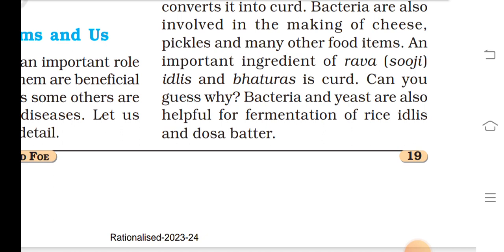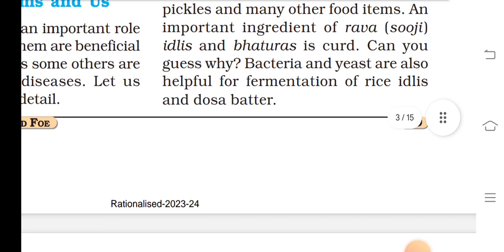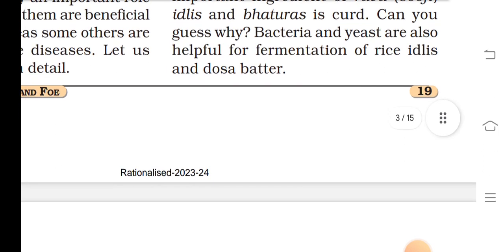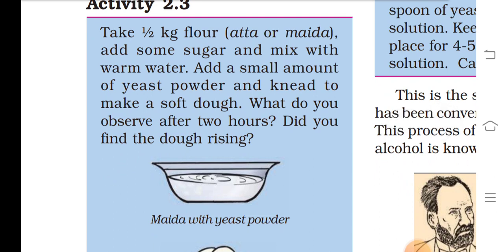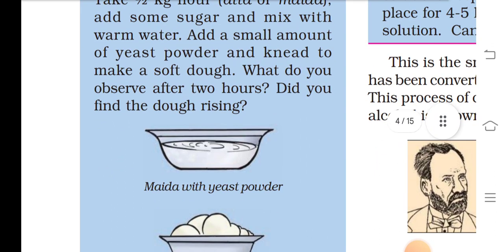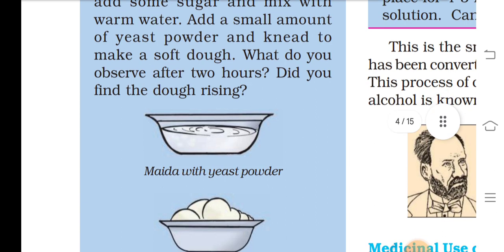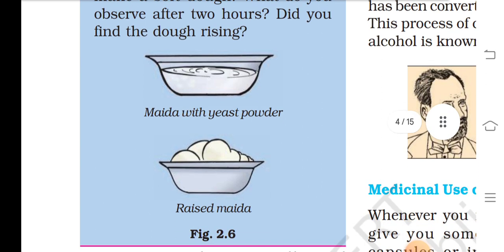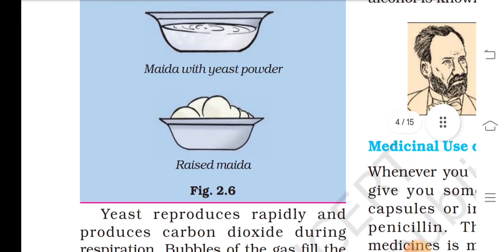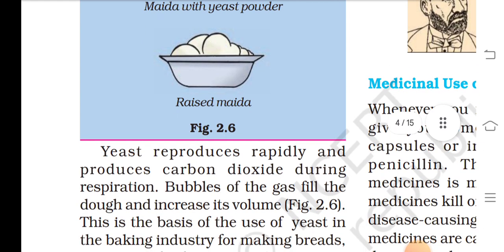An important ingredient of rava sooji, idli, and bhatura is curd. Can you guess why bacteria and yeast are also helpful for fermentation of rice, idli and dosa batter? Take 1-2 kilograms of flour, atta or maida, add some sugar and mix with warm water. Add a small amount of yeast powder and knead to make a soft dough. What do you observe after 2 hours? Did you find the dough rising? The dough made with the yeast powder has risen.